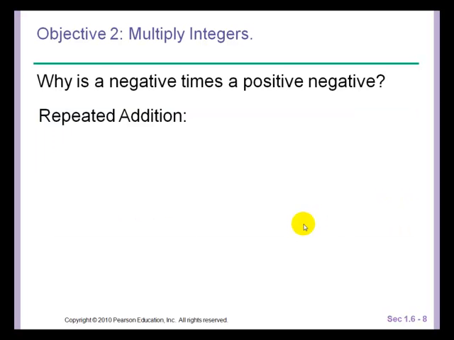Let's look a little bit at why this is. So why is a negative times a positive a negative? First, we'll look at repeated addition. If you have 4 times 3, what you're really doing is taking 4 and adding itself 3 times. That's what multiplication means. 4, 3 times. 4 plus 4 plus 4, which is 12.